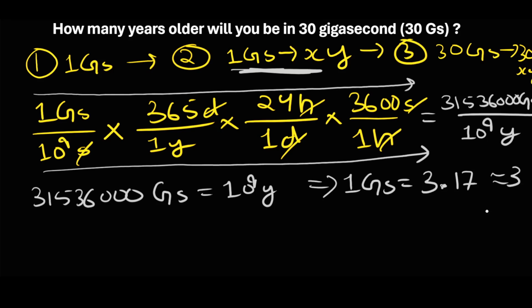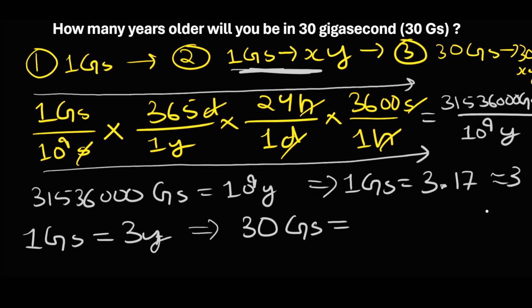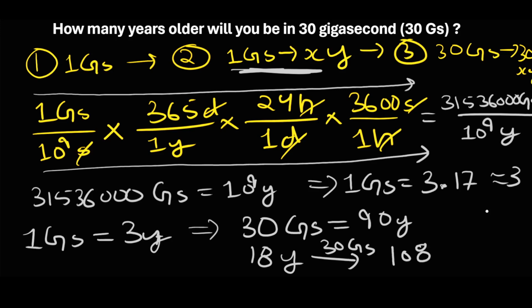All right, now here's the home stretch. 1 gigasecond is equal to, I found out, 3 years. Therefore, 30 gigaseconds is going to be equal to how many? 90 years. So that means if I'm 18 years old right now, after 30 gigaseconds I'd be like 108 years old.